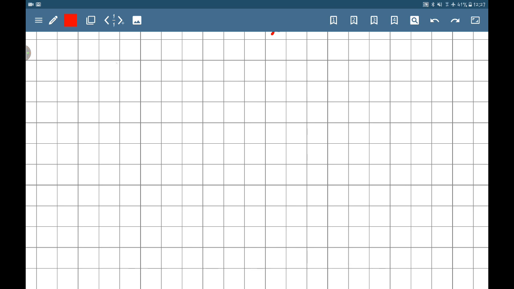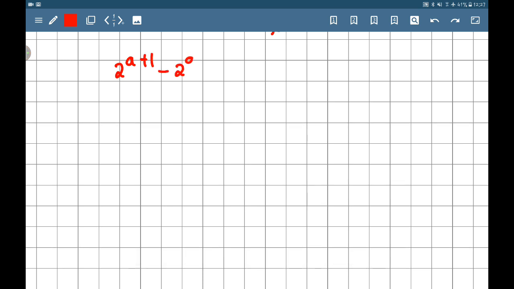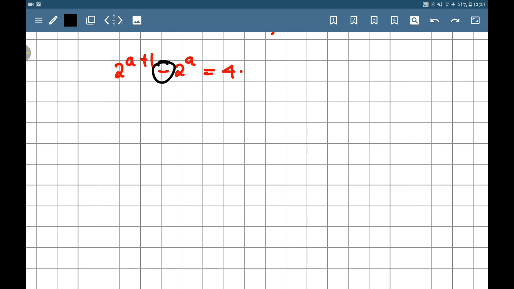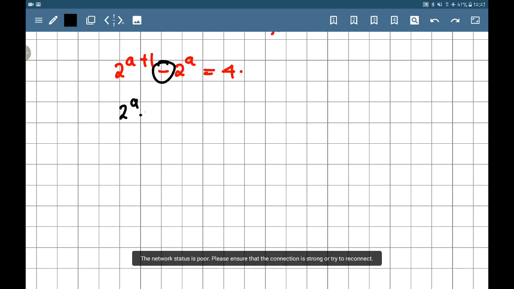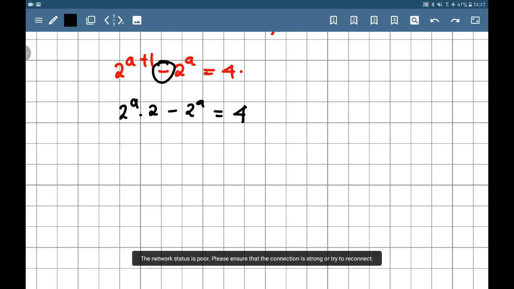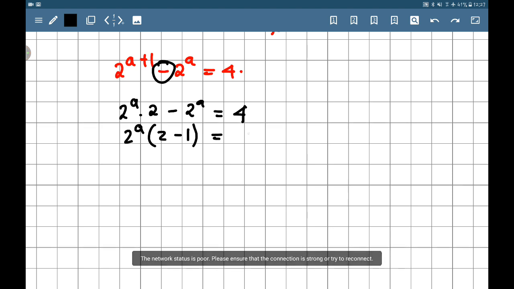We have the first one: 2 to the power a plus 1 minus 2 to the power a is equal to 4. The most important part there, I said to you, is if you see that, it means you need to find the common factor. Are you following? Yes. So to find the common factor, we're going to break this down. Our common factor is 2 to the power a, which is going to be 2 minus 1 equals 4. Do you see that? Yes. And 2 minus 1 will give us 1.